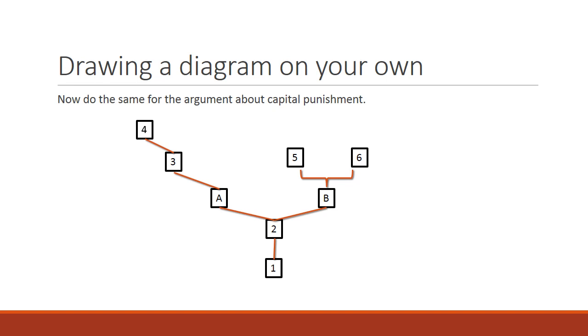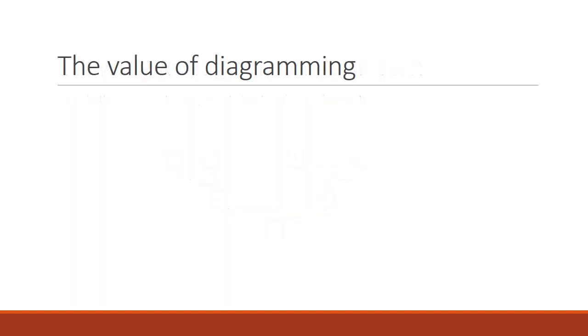Let's see what happens if I move this premise over here and connect it to the next conclusion. Let's read it now. Because criminologists and police chiefs agree that the death penalty does not deter crime, we can conclude that killers will be no more deterred by the death penalty than they would by a lesser punishment. That makes much more sense.